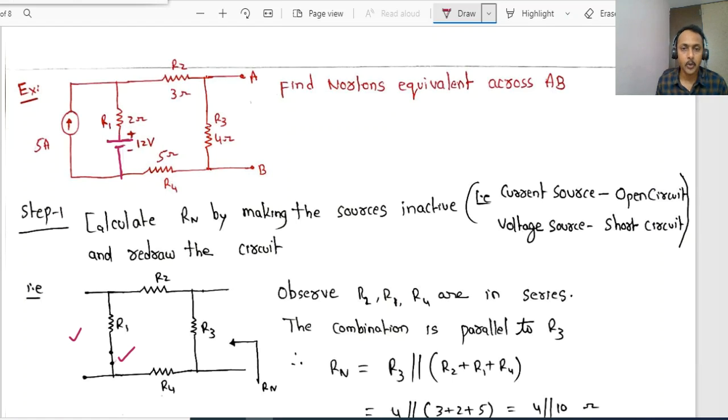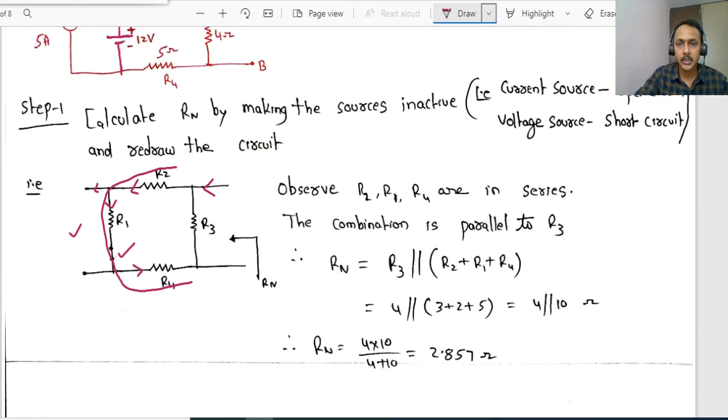Now looking into the circuit, we can observe that if current is flowing entering through this path, observe R2, R1 and R4. As this is open circuited, no current flows through this path, and after R2 it enters into R1 and again it flows to R4. The same current flows in R2, R1 and R4. Now these three are in series. Now the resultant is in parallel with R3. So that is what we have done here.